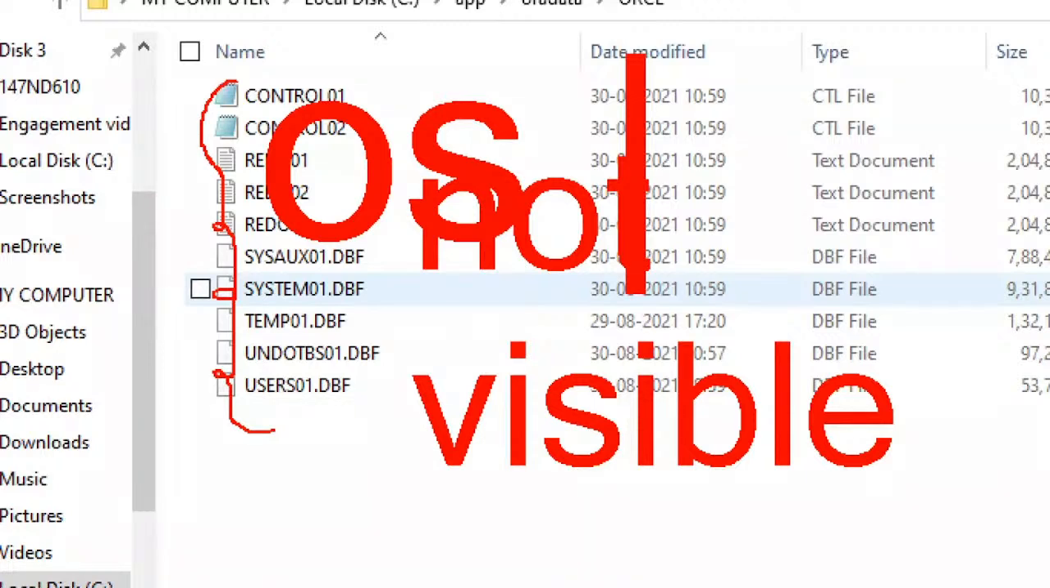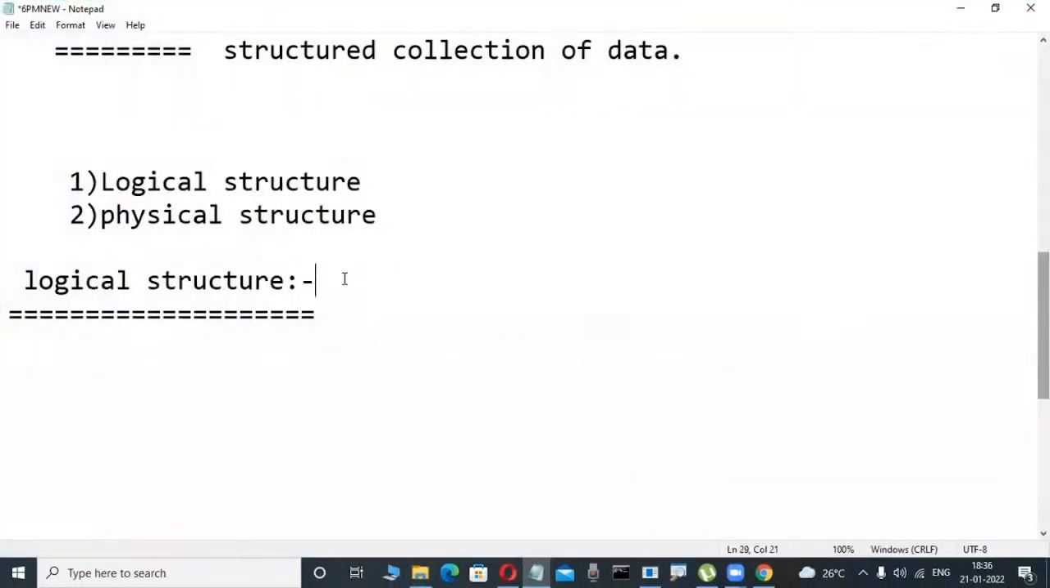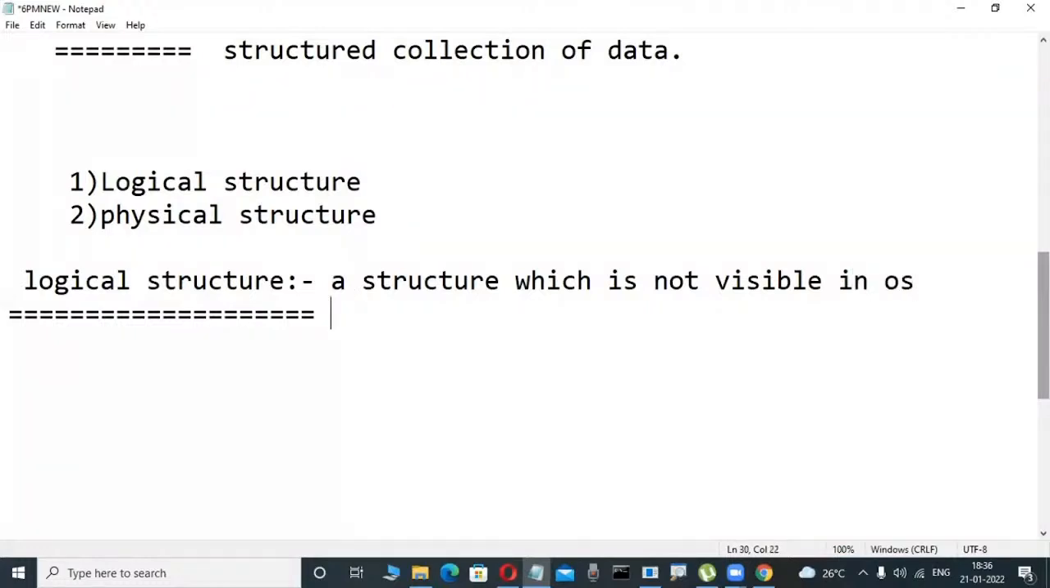That is visible in a database, okay, I agree, but unfortunately that is not visible in the operating system. That's why, what does logical structure mean? Don't write it down. A structure, here I mean a database structure, don't worry, a structure which is not visible in the operating system, in the OS, is called the logical structure of the database.